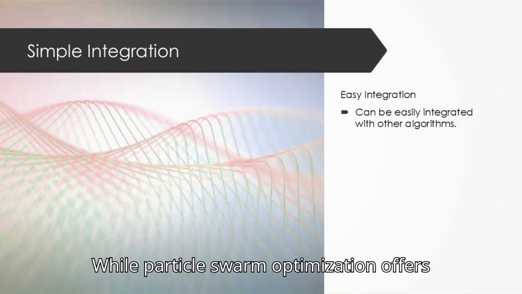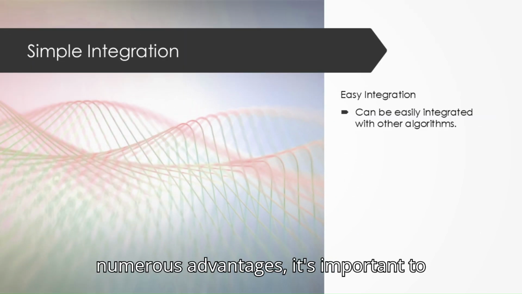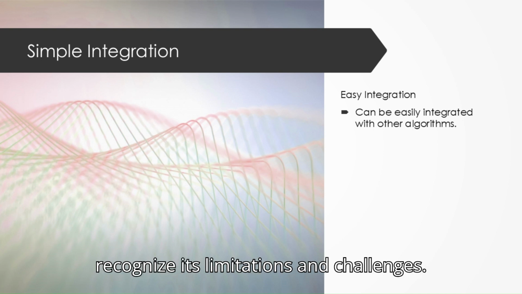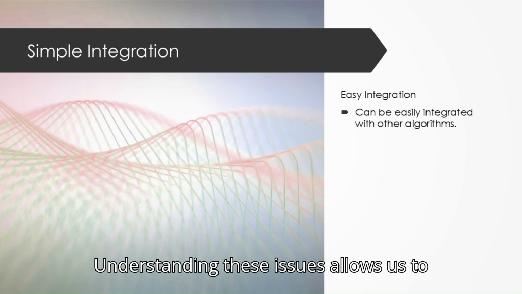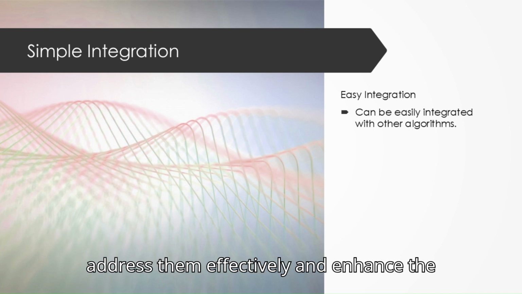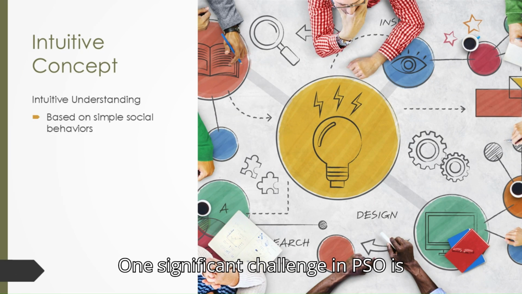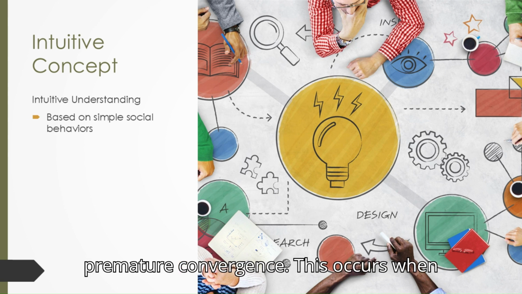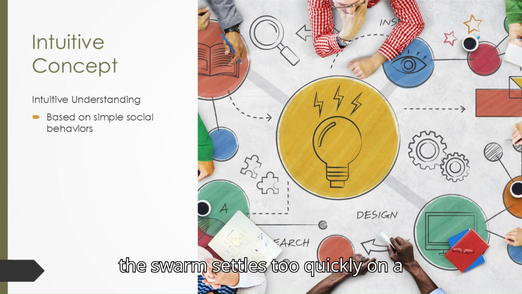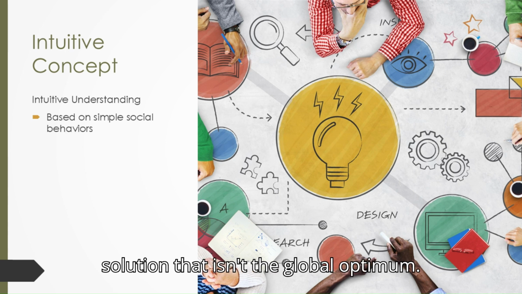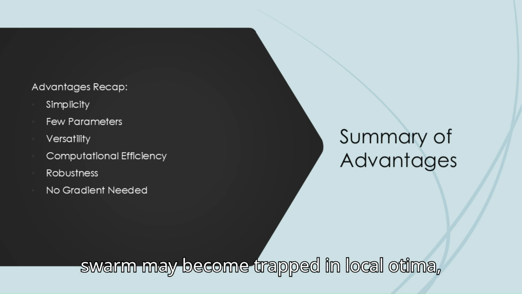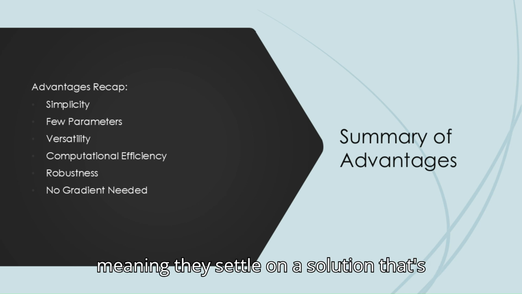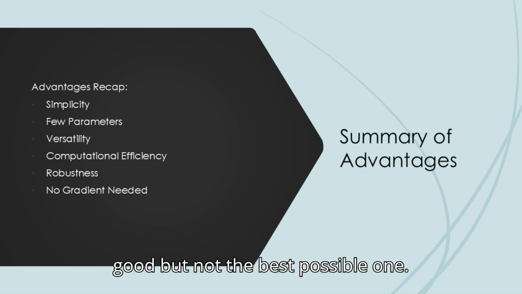While particle swarm optimization offers numerous advantages, it's important to recognize its limitations and challenges. Understanding these issues allows us to address them effectively and enhance the algorithm's performance. One significant challenge in PSO is premature convergence. This occurs when the swarm settles too quickly on a solution that isn't the global optimum. When premature convergence happens, the swarm may become trapped in local optima, meaning they settle on a solution that's good but not the best possible one.